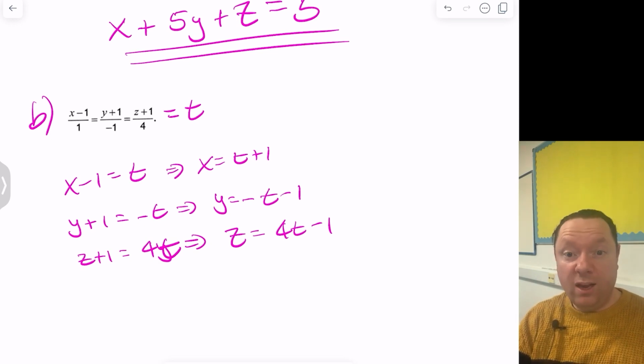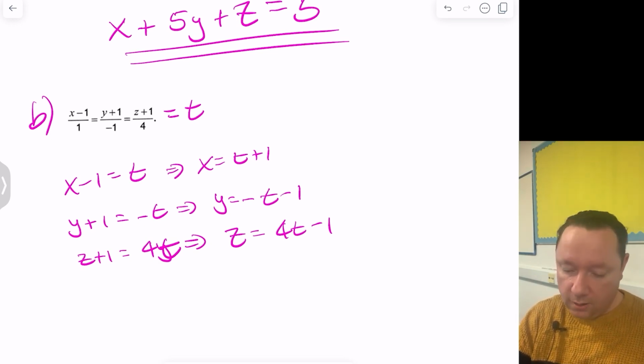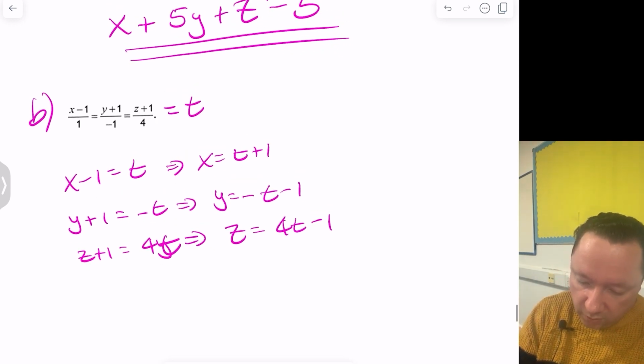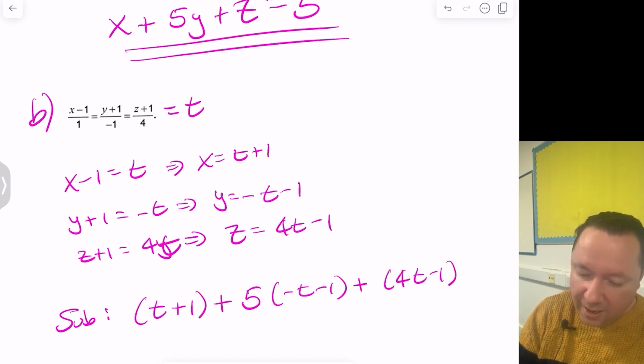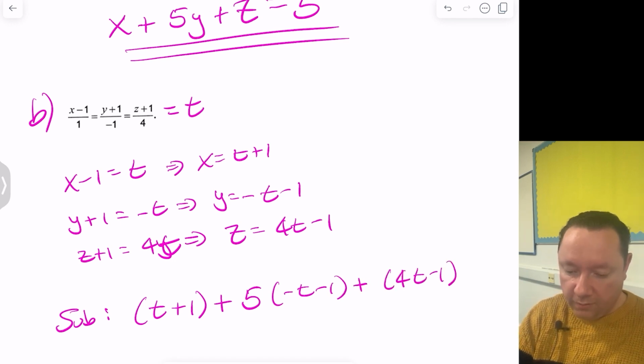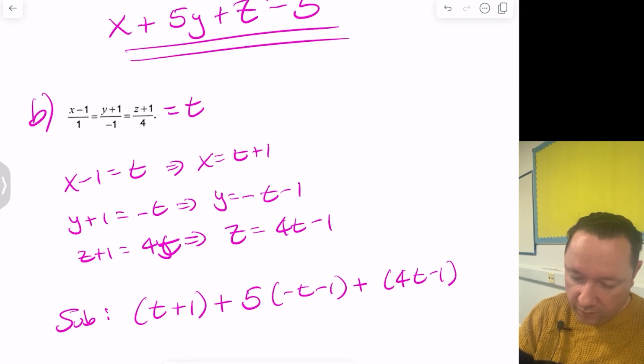So I've got the equations of the line and the plane, so I'll just sub them in, and hopefully I'll get a contradiction if it doesn't work. That'll be inconsistent. So subbing in, I get x, which is t plus 1, plus 5y, which is minus t minus 1, plus z, which is 4t minus 1, and that's meant to equal 5. I'm just going to sub in to see the point of intersection. Well, that's meant to equal 5, yeah?